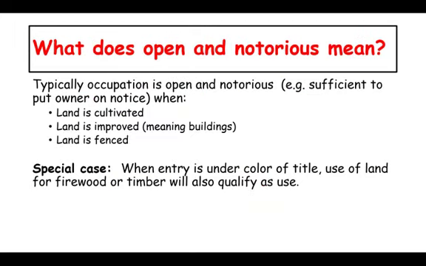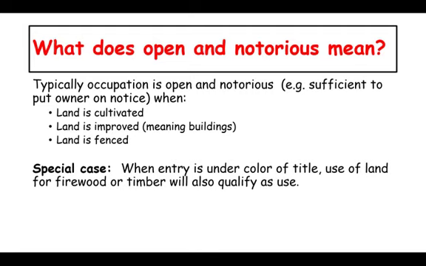Just sort of to recap a little bit. You have to have actual, hostile, and use has to be open and notorious. So as we said, if the land is cultivated, if the land is improved, if the land is fenced, those are actions that are typically considered to be open and notorious. They're not the only ones, but those are the easy ones. If those things haven't happened, if the land hasn't been cultivated, if there hasn't been a building or it hasn't been fenced, it's going to be more difficult to establish open and notorious activity. Doesn't mean it can't happen.